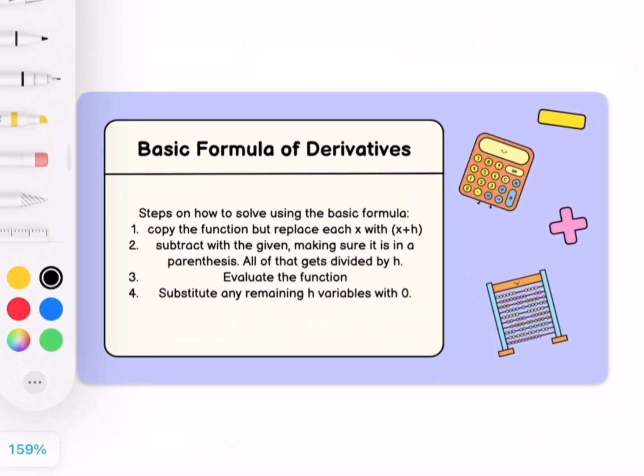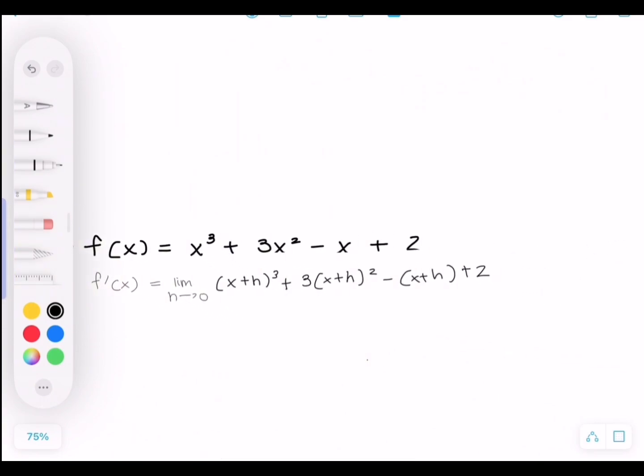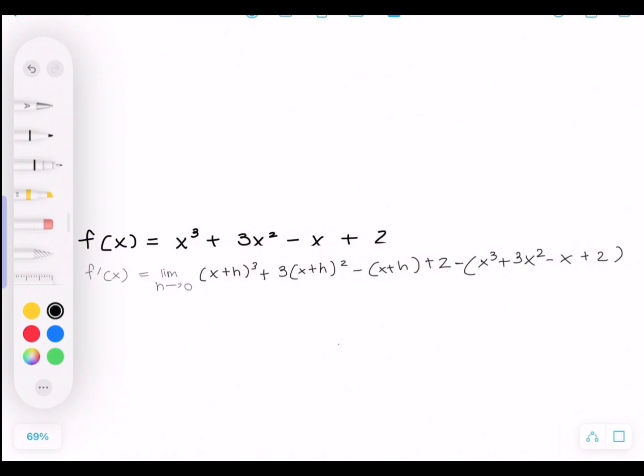Then for the next step, you subtract the given, making sure it is in a parenthesis. And all of that gets divided by h. So now we subtract the given and make sure that it is in a parenthesis: plus 3x squared minus x plus 2. Then all of this gets divided by h. Copy.